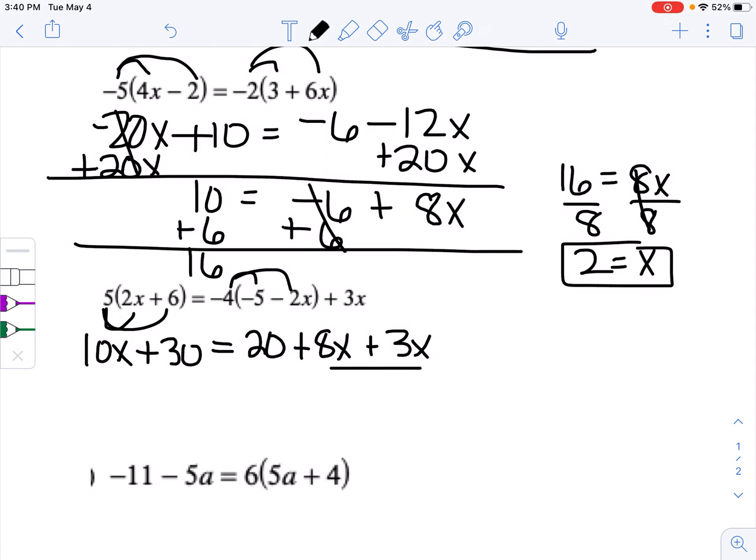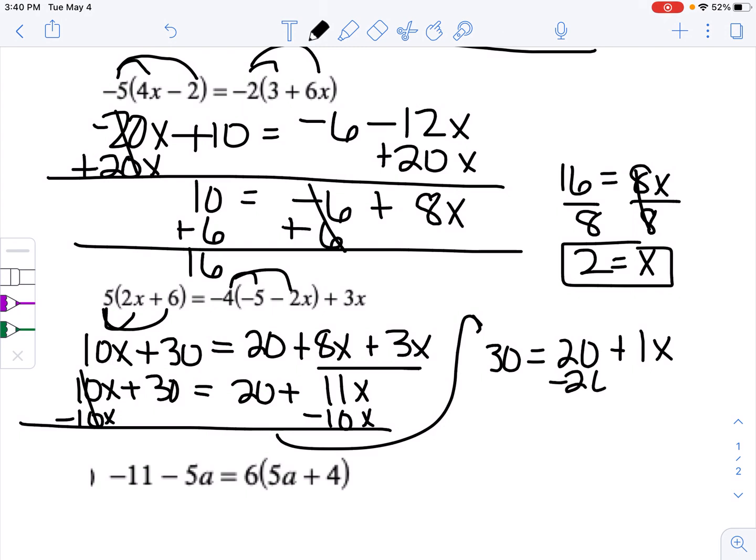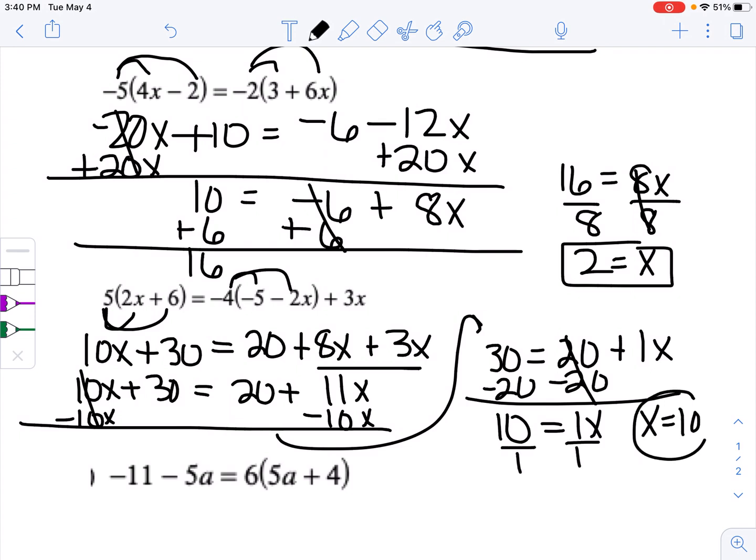So we want to group our like terms together, so I can add the 8x plus 3x, which would make 11x. So I have 20 plus 11x, and then 10x plus 30 over here. To keep my variable positive, I'm going to subtract the 10x from 11x. So that's going to leave me 30 equals 20 plus 1x, because 11 minus 10 is 1. I'm going to subtract 20 from 30, which is 10. So 1x equals 10, or just x equals 10, because 10 divided by 1 is still 10.